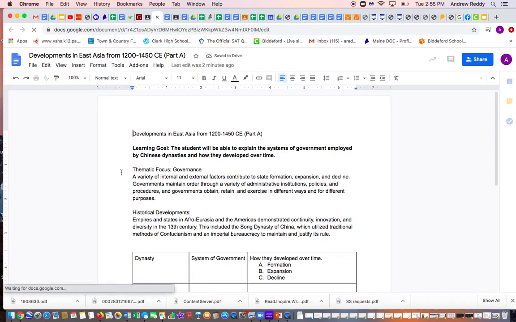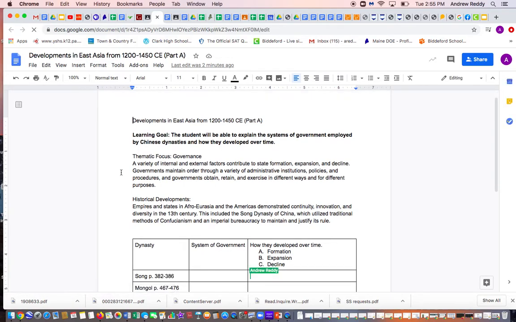Now, your learning goal in this assignment is that you'll be able to explain the systems of government employed by Chinese dynasties and how they developed over time. The thematic focus, there's many focuses that AP World History has, and the thematic focus for this particular assignment is governance. A variety of internal and external factors contribute to state formation, expansion, and decline.